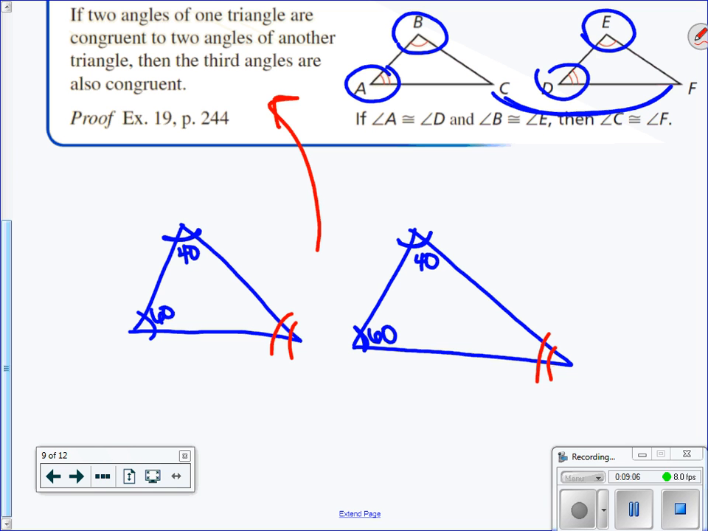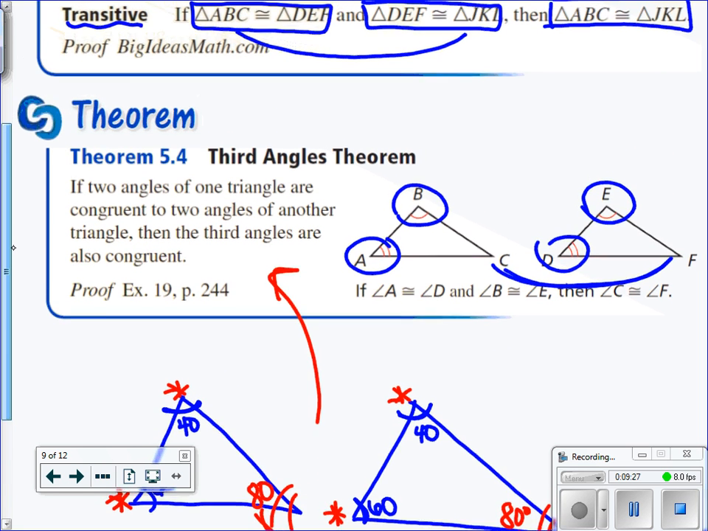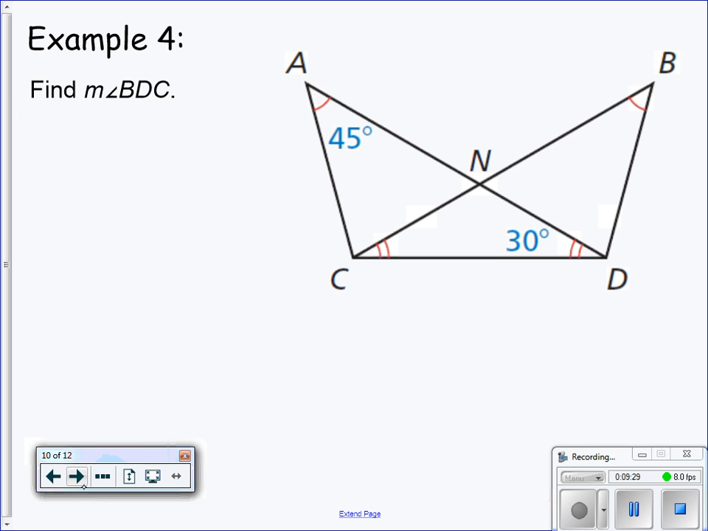And if you think about it, 60 plus 40 is 100, and 180 minus 100 leaves only one angle measure. It's not like there's multiple measures that could be, okay? So as long as two of the angles are given to be congruent, the third ones we can assume will be congruent without doing any math. And that's the third angles theorem.